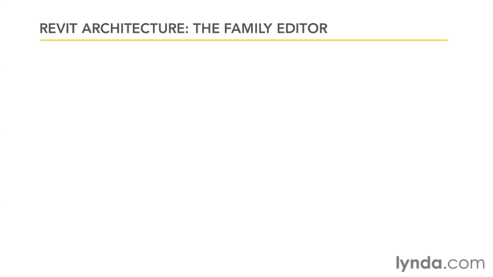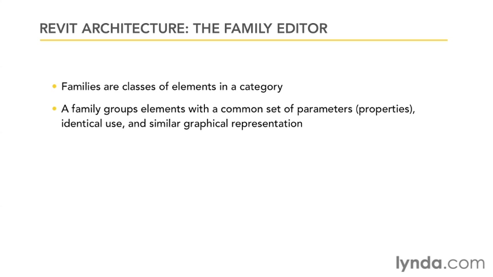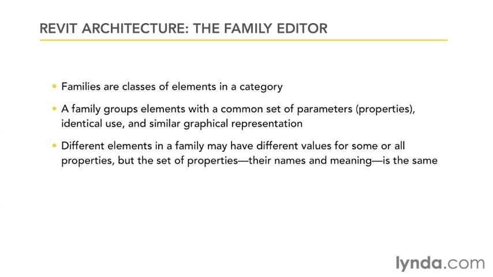So let's start with a basic definition. I pulled this from the help file. Families are classes of elements that belong to a category. Family groups elements with a common set of parameters or properties, identical use, and a similar representation. Different elements in a family may have different values for some or all of the properties, but the set of properties, their names, and their meaning must all be the same. That's from the help file, but that's a pretty good working definition of the word family.